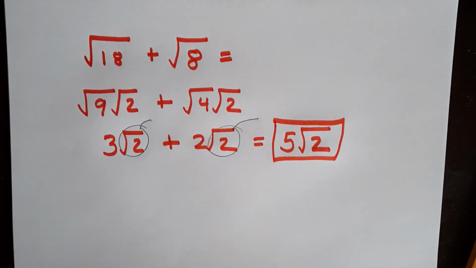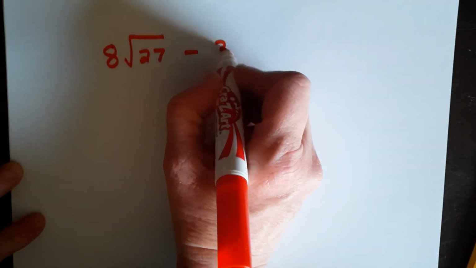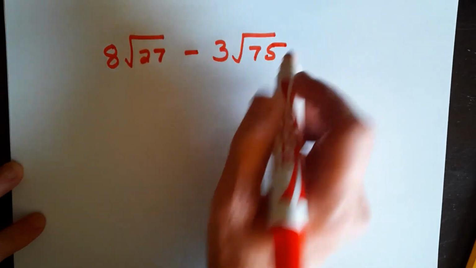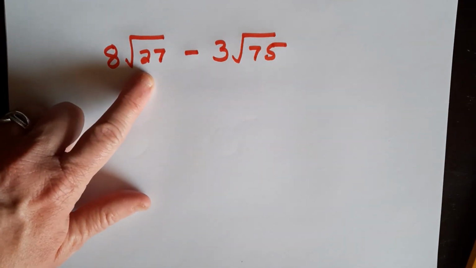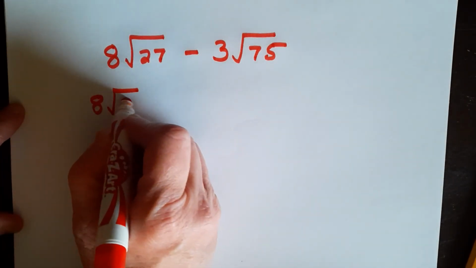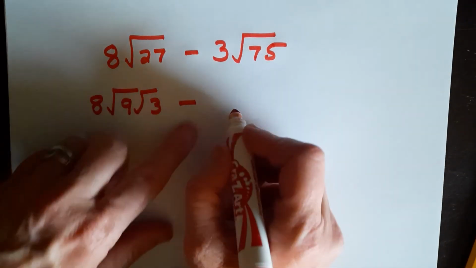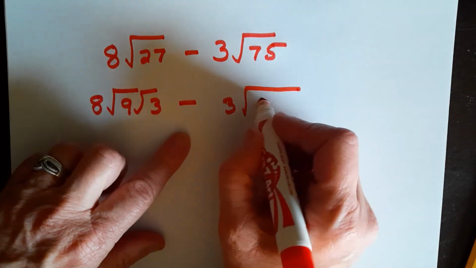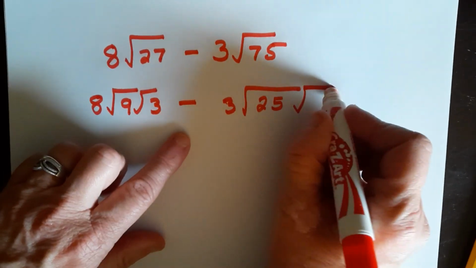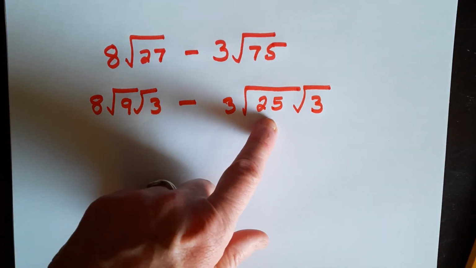So we are going to do one more, just to make sure that you are all set for your homework. We're going to do 8 times the square root of 27 minus 3 times the square root of 75. Again, we're looking at the square root of 27, and we're looking for a perfect square. So we have 8 times the square root of 9, which is a perfect square, times the square root of 3. We're going to take away 3, and 75 can be written as the square root of 25 times the square root of 3. The square root of 25 is a perfect square, so that's why we chose that factor to do.